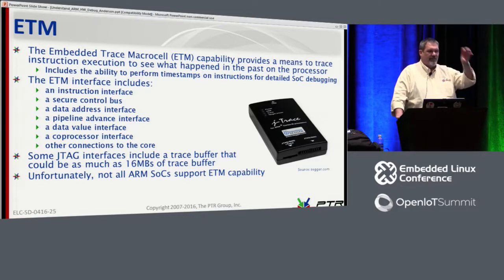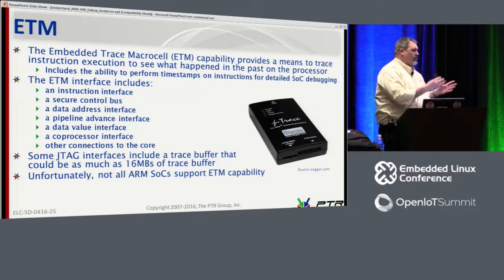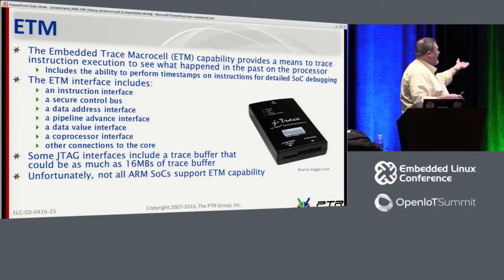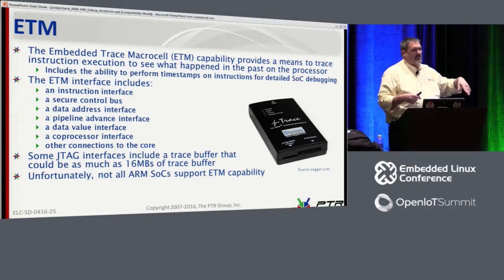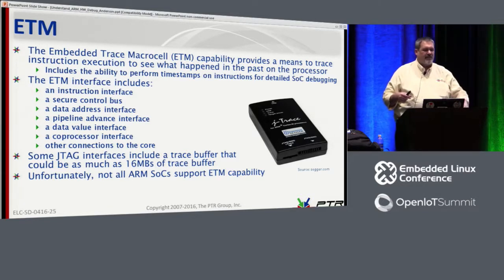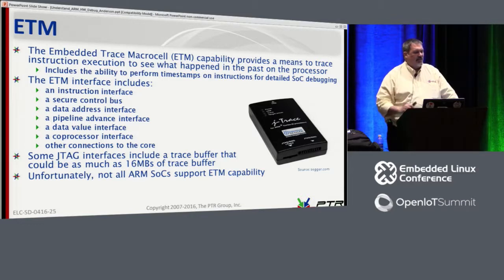If we look at the overarching piece of that, which is the embedded trace macro cell, what this does is it has the ability to capture state changes on the bus. So as we're looking at this, we're looking at an instruction interface. We can catch the instructions. We can look at a control bus. There's data address interfaces, so we can see what data addresses are actually being strobed on the bus. We have the instruction pipeline interface. We have the data value interface, a coprocessor interface, the infamous CP15 interface for ARM. A lot of these things are then available to us through these trace macros.